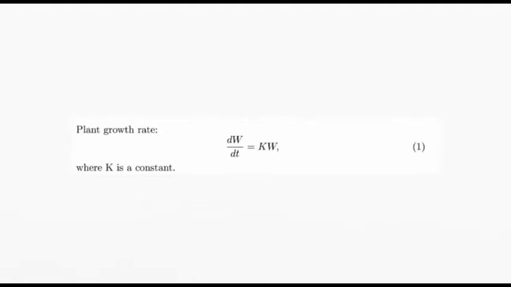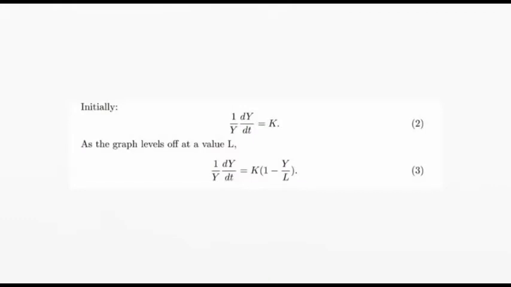So here we will begin our derivation. We start by deducing that the plant growth rate, or explicitly the rate of change of W with respect to T, is proportional to W by K, where K is a constant. At the point at which the seeds are sown, the reciprocal of y multiplied by the rate of change of y with respect to t is equal to our constant k, and as the rate of growth approaches 0, there is a multiplicative factor of 1 minus y divided by L, so that the growth rate will approach 0 as the yield will approach the limit L.